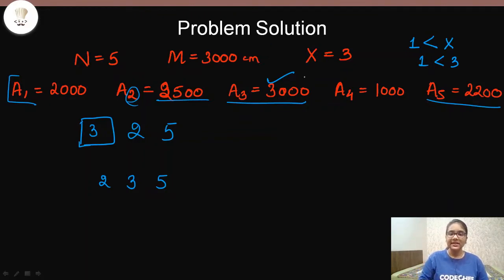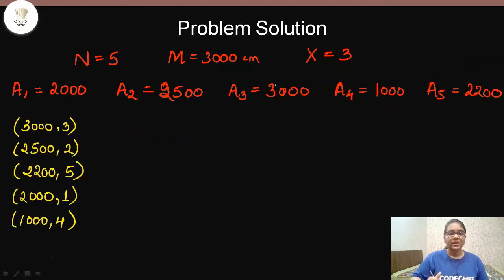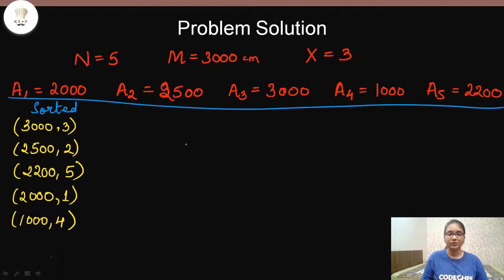So let us use the same example to understand how we will actually code the solution. Here I have already sorted the information given to us. 3000 comma 3 means that the player with ID 3 has thrown his javelin 3000 centimeters. That is A3 equals 3000, which is given here. This is sorted according to the distance of the throw. So the player with ID 2 has scored 2500. Player ID 5 has scored 2200. So this is how we keep a pair, so that we have the ID as well as the throw distance.